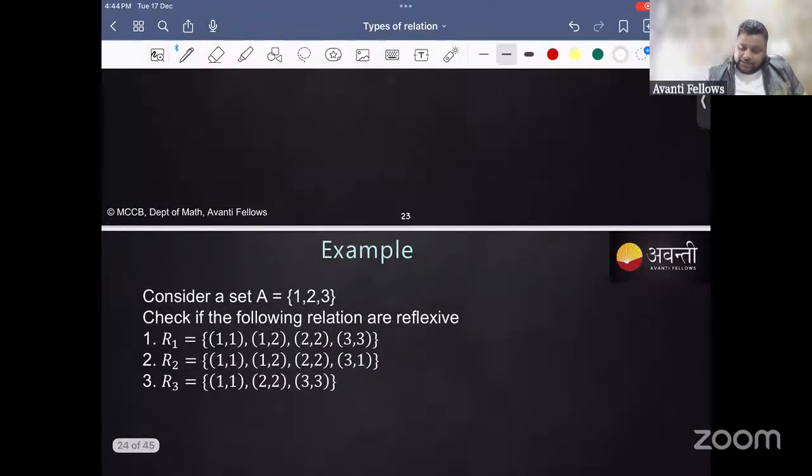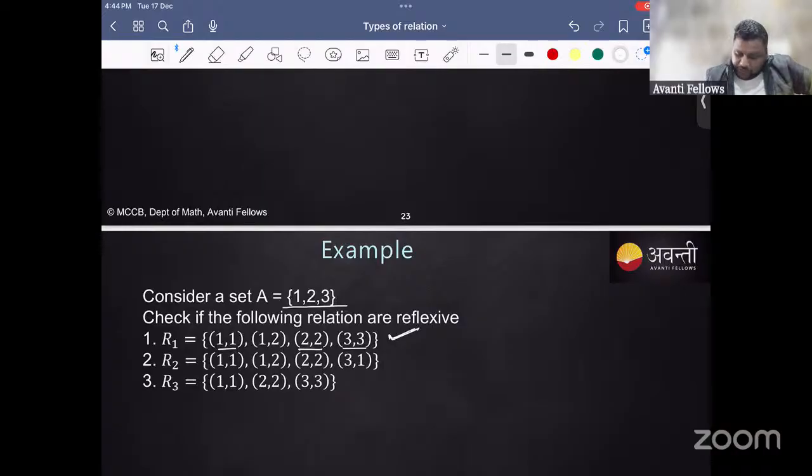Like take an example. Consider a set A as 1, 2, 3. Check if the following are reflexive or not. See, the first one is 1, 1 is here, 2, 2 is here, 3, 3 is here. So every element is related to itself. This is definitely a reflexive relation.